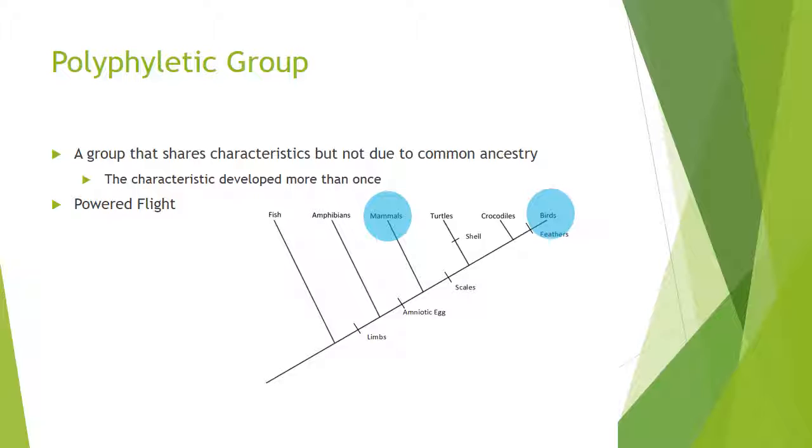So in conclusion, phylogenetic trees are used by biologists to visualize and classify evolutionary relationships between organisms.